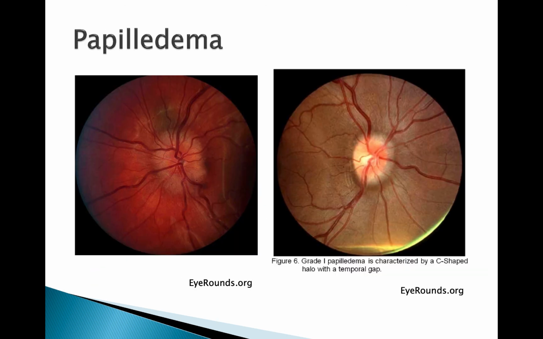So here is an example of papilledema, and you can see the bulging disc. The cup to disc ratio is also out, so the cup should be about a third of the disc, and you can see that the cup is much more than a third of a disc here.